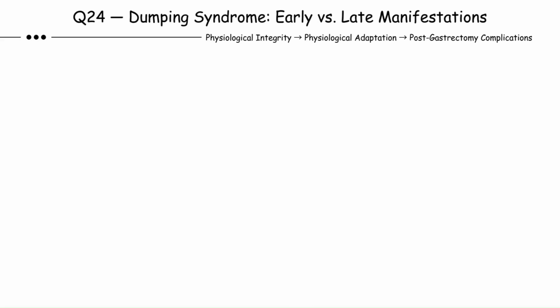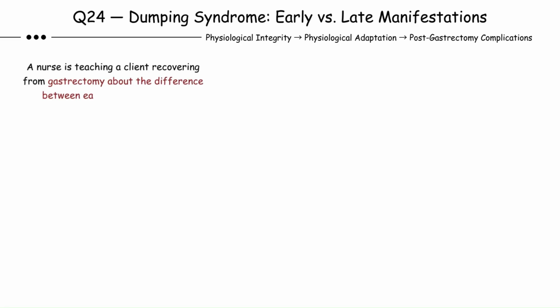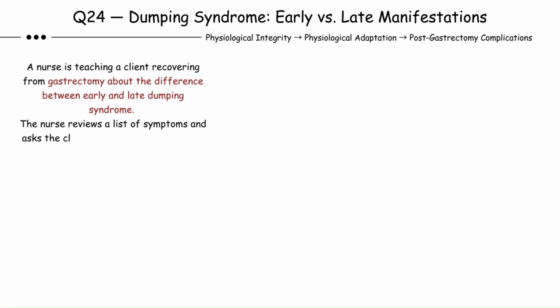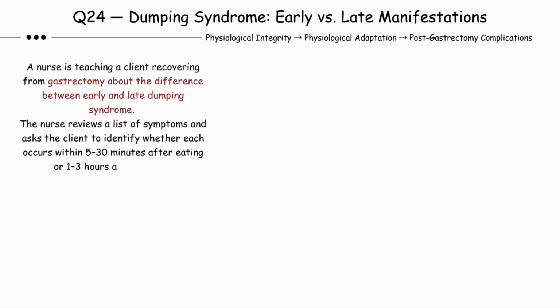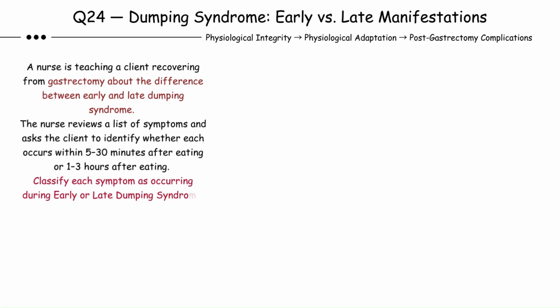Question 24. Dumping syndrome. Early versus late manifestations. Item type, matrix, grid. The nurse is teaching a client recovering from a gastrectomy about the difference between early dumping syndrome and late dumping syndrome. Early dumping happens about 5 to 30 minutes after eating. Late dumping happens about 1 to 3 hours after eating.